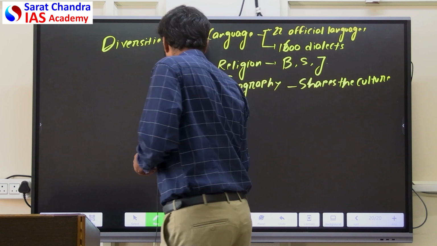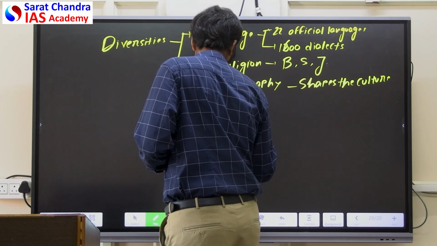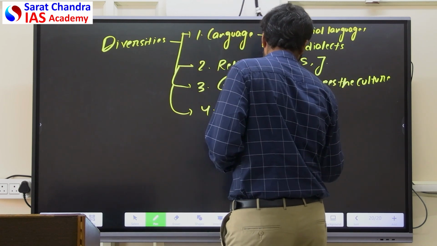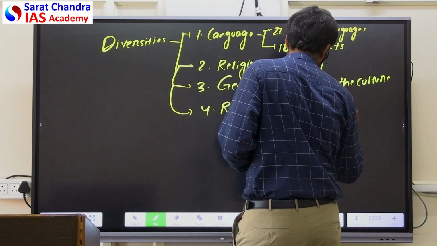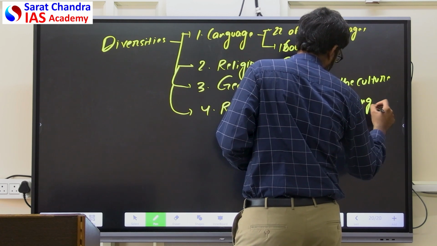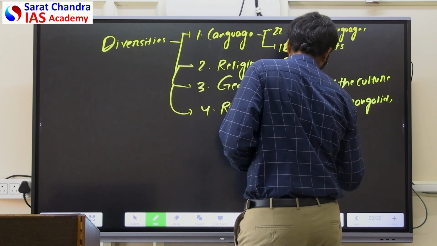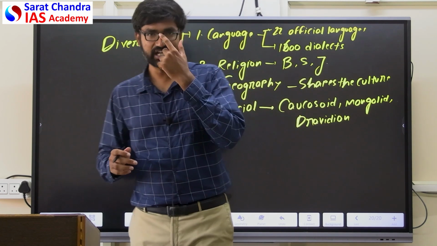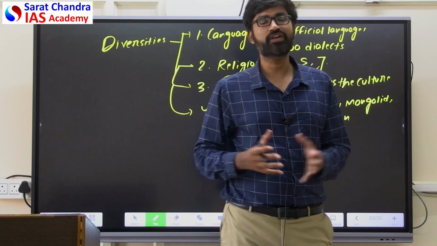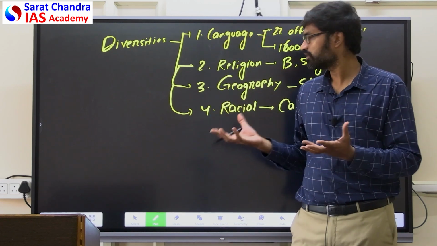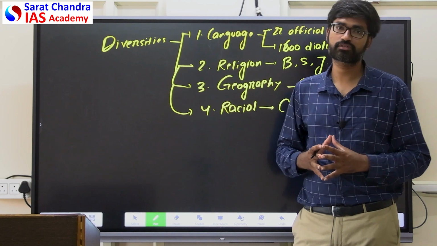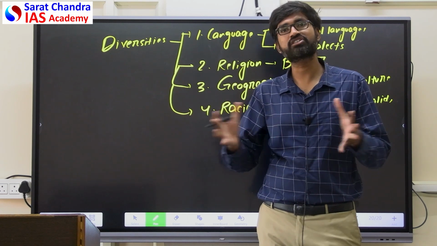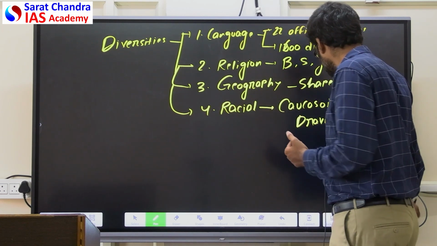Then fourth, what is the diversity which is present? The racial diversity we have. So we have the Caucasoid, Mongoloid and Dravidian diversity. These sort of diversities are present in India. You can quote more examples of diversity also. Then, is there any correlation between these cultures and the marginalization part? That's what the question is asking.